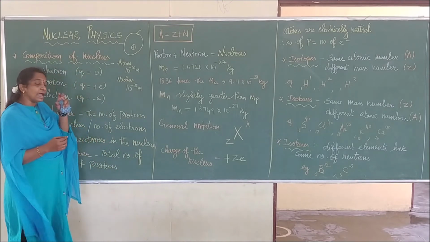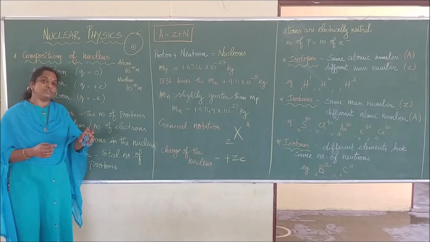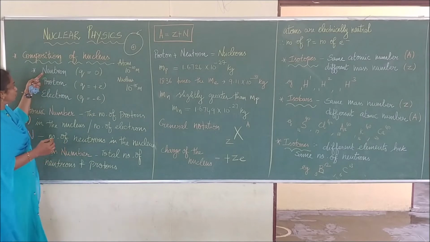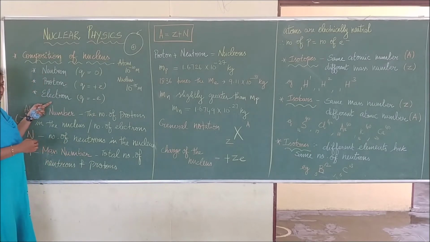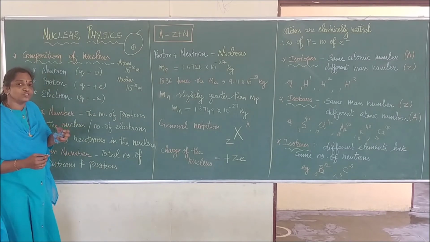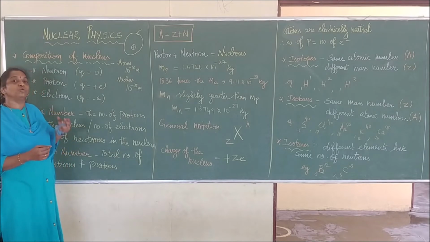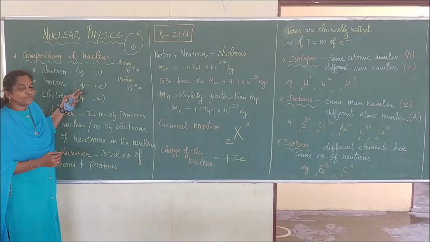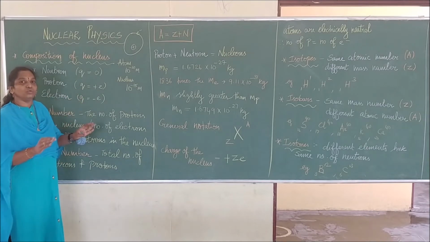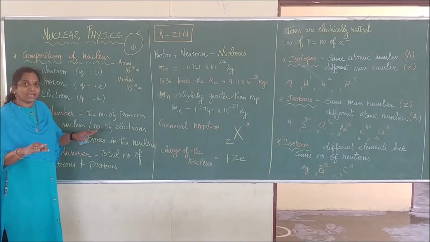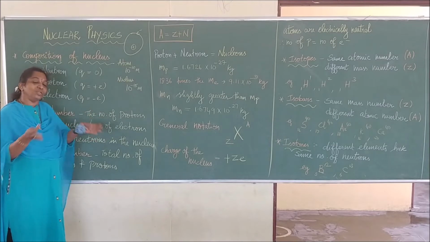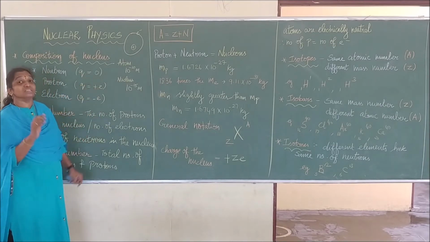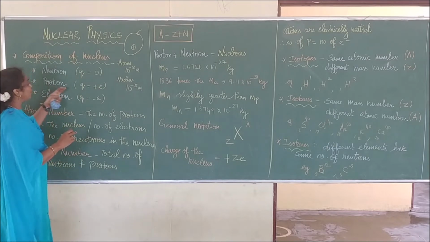If they ask about the composition of an atom, we have to write these three: neutron, proton and electron. If they ask about the composition of the nucleus, we have to write the neutron and proton. What is the charge of the neutron? It is electrically neutral, that means there is no positive or negative charge. So the charge of the neutron is equal to 0.